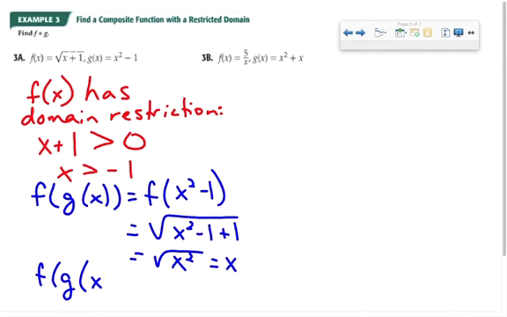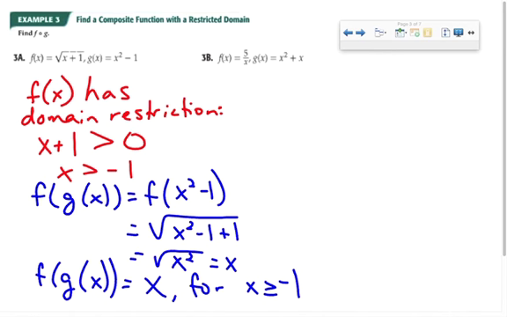So my f of g of x is x, but x must be greater than or equal to -1. You have to state that domain in your composite function because it is no longer obvious as I look at the function, but that domain restriction kind of carries over because of where this composite function came from.